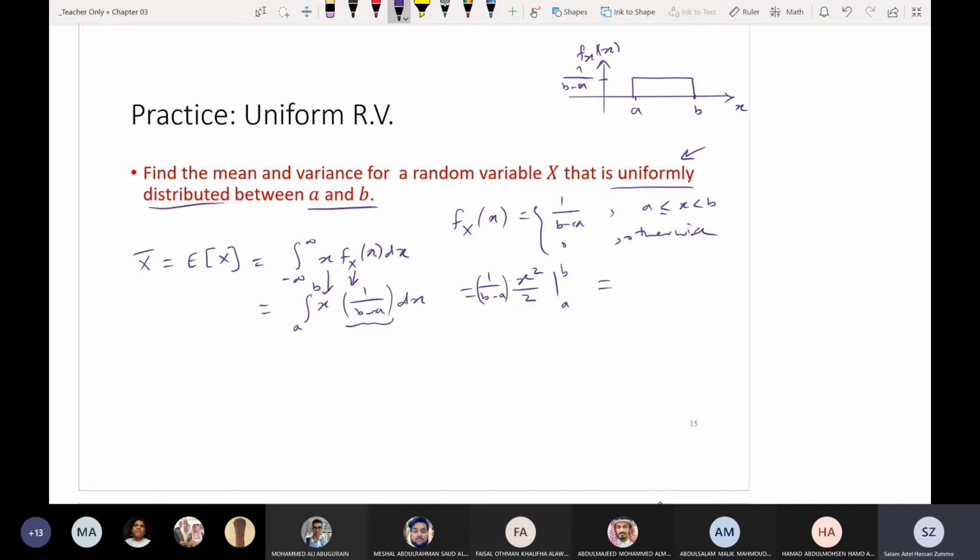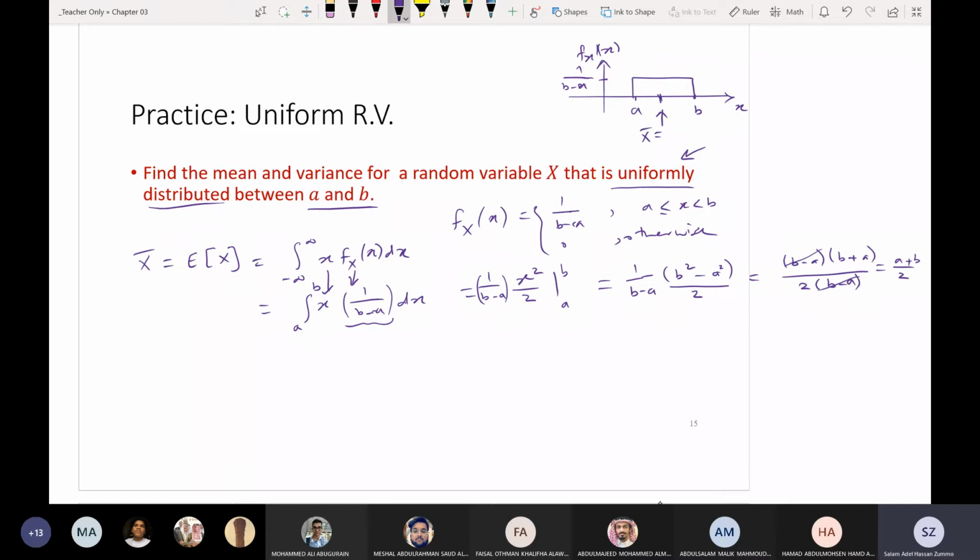So we have here b squared, 1 over b minus a, multiplied by b squared minus a squared over 2. Now you can leave it as it is, or you can simplify. What is b squared minus a squared? b minus a, b plus a. Exactly. And in the denominator we have 2, b minus a. So you can see that these two terms cancel, and you end up with a plus b divided by 2, which is the midpoint.